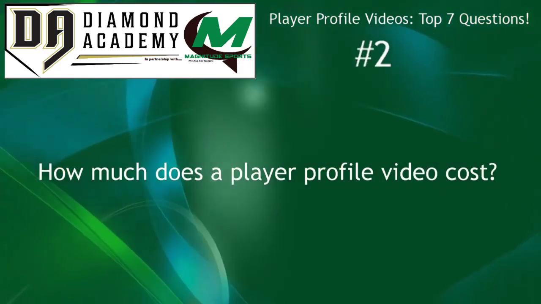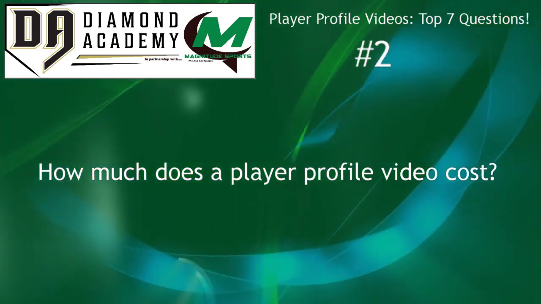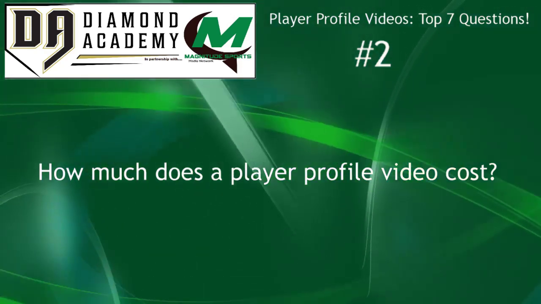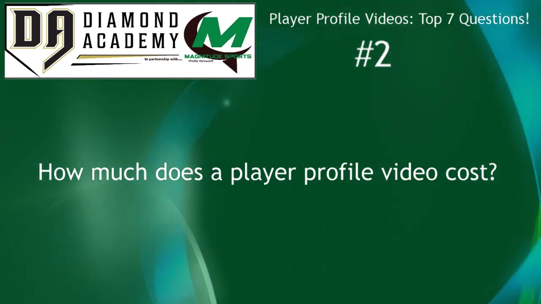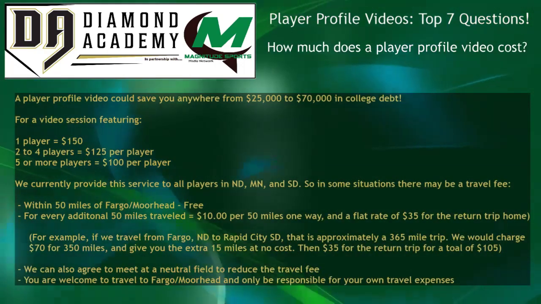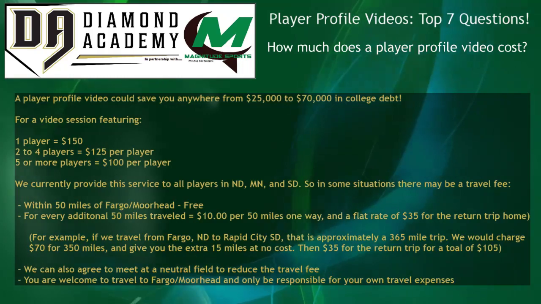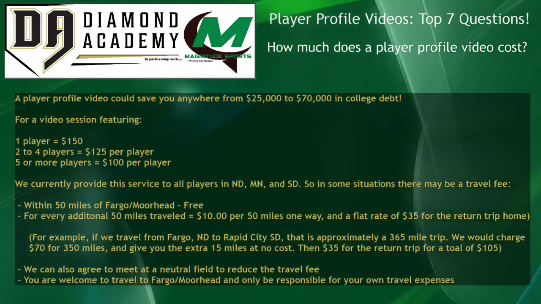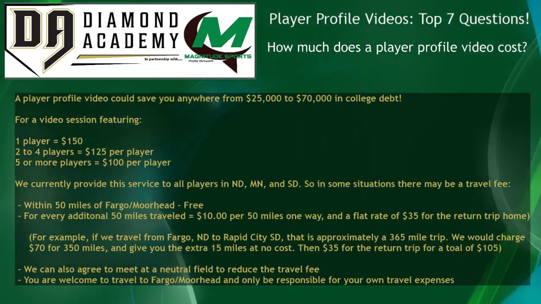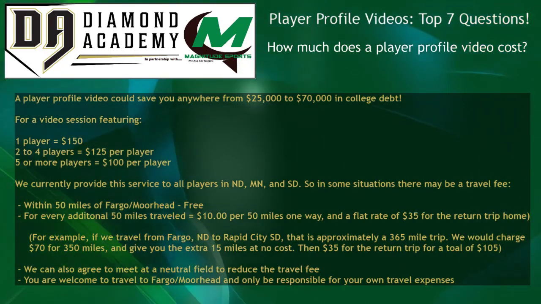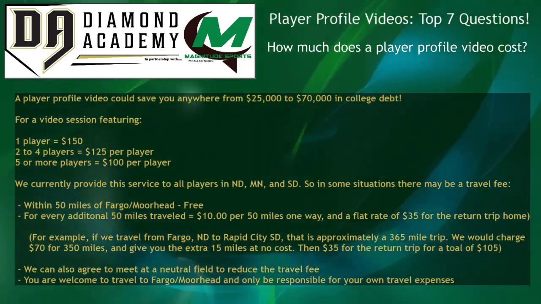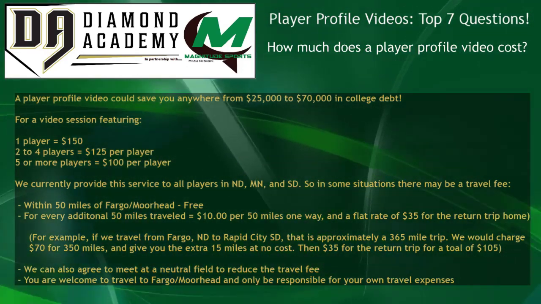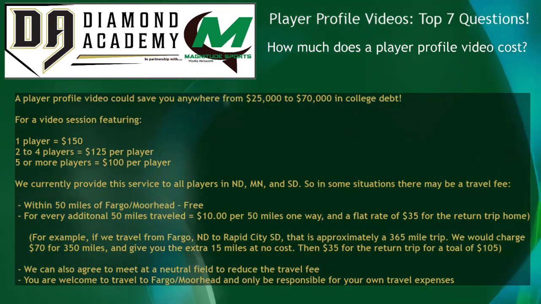Number 2 in our player profile videos top 7 questions countdown is, how much does a player profile video cost? First of all, let this sink in a little bit. A player profile video could save you anywhere from $25,000 to $70,000 in college debt. Like I said, let that sink in. For a video session featuring one player, it's $150. For 2 to 4 players, it's $125 per player. And for 5 or more players, it's $100 per player.